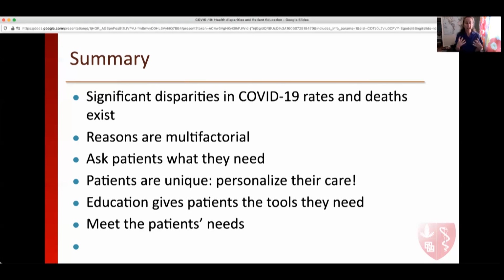So that's just an example. Ask patients what they need, and don't feel like you're above meeting those needs. Patients are very unique. Personalize their care. Everyone's challenges are different. Education is essential. The best thing, like I said, we can give patients with COVID-19 is information and meet the patient's needs.